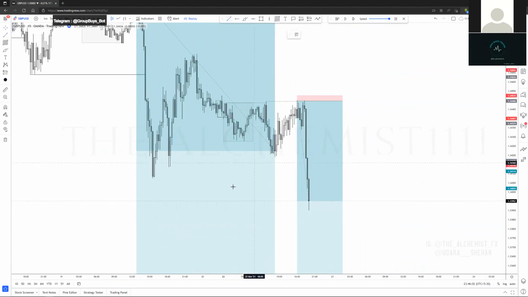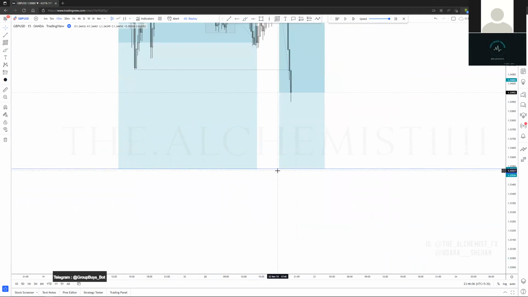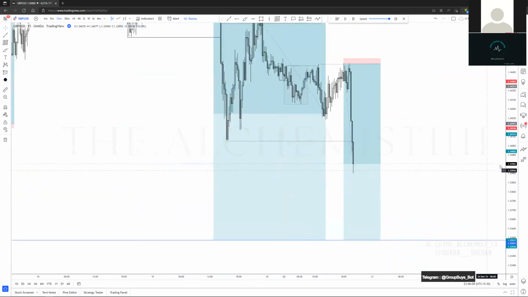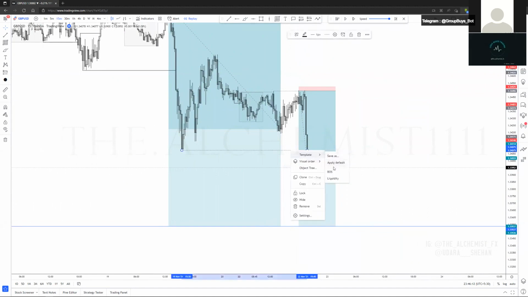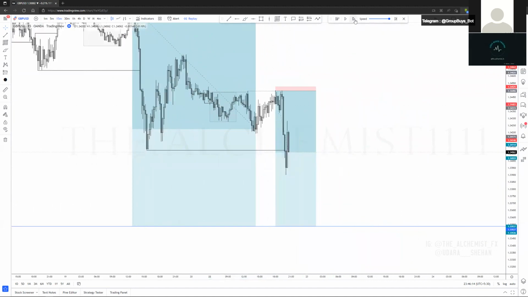So what you could have done is taken your partials here, and then left a runner into this. The same way, you wait for next day's Asia to end, and you look for another setup. Okay, so let's see. You see this, right?